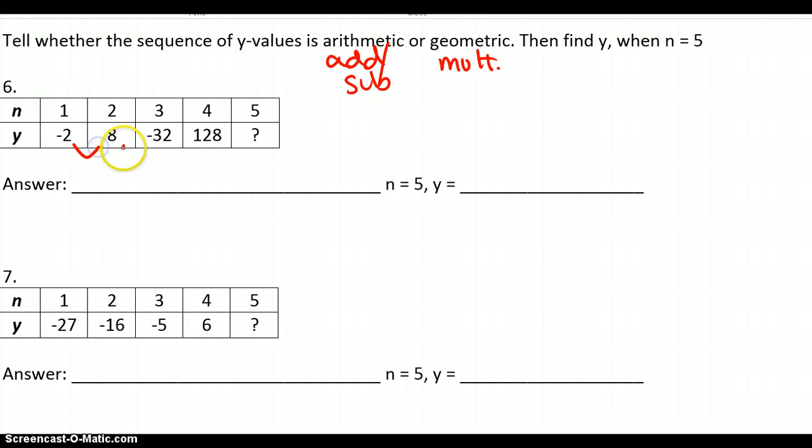So right here, I notice right away that this is going to be multiplication because there's no way I can just add. So I know I need to multiply because this is not a sequence where I could add and it would work. So I need to figure out how to get from -2 to 8. And I know I need to multiply by -4. And multiply by -4 to get from 8 to -32. And multiply by -4. So this sequence is geometric.